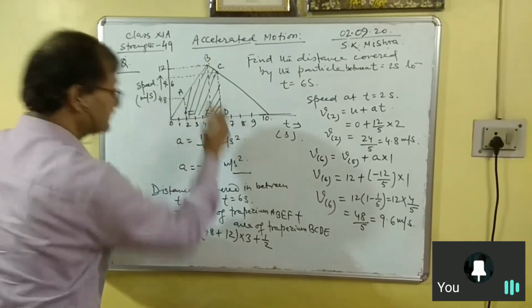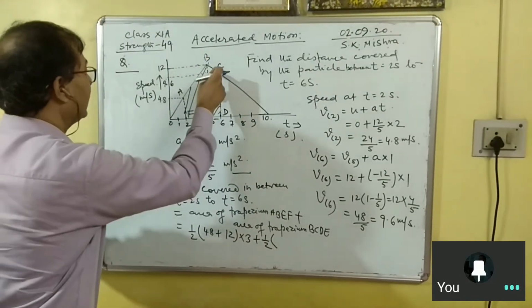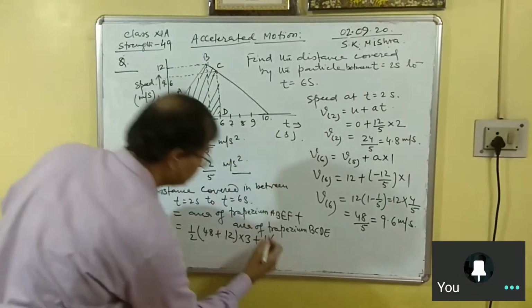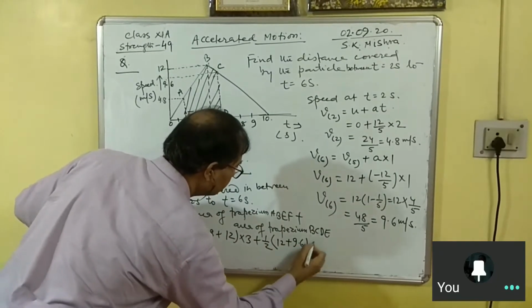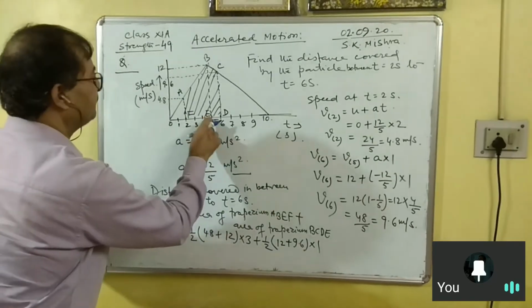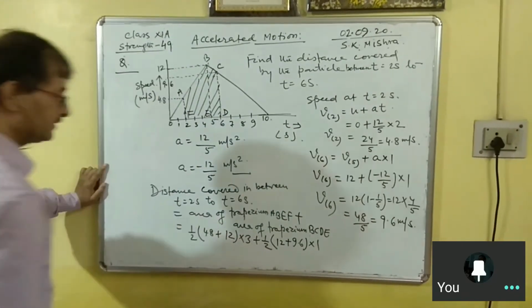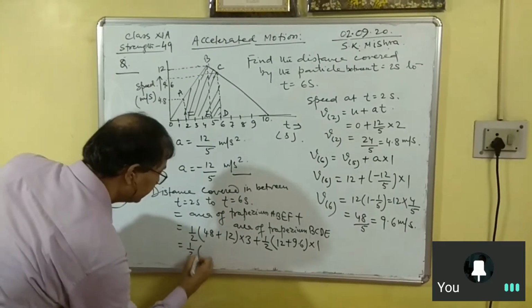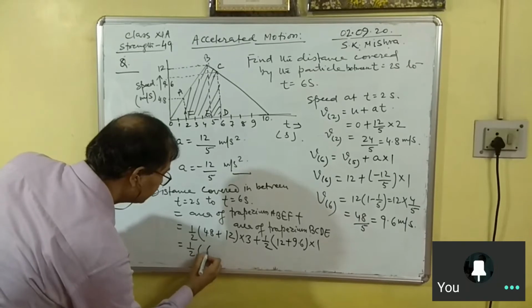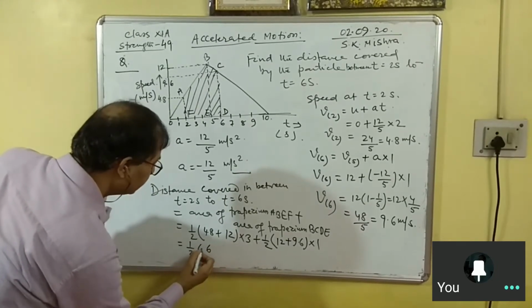So this is half into the sum of parallel sides. So this is 12 and this is 9.6. So 12 plus 9.6 into the time interval, this part is 5 to 6. So 1 second. Just solve it. You will have the answer. Okay, so how much is it? 12, 16.